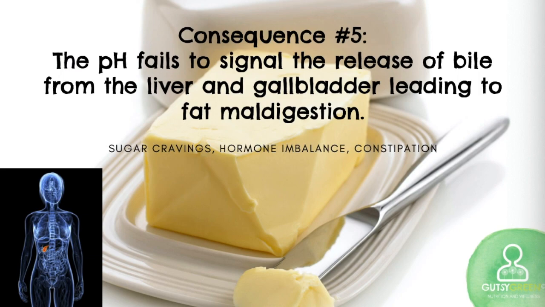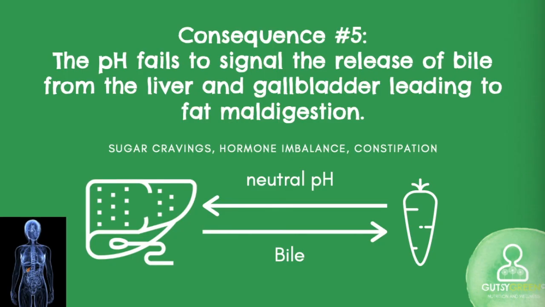This lack of signaling in the pancreatic pathway leads to a lack of signaling that disrupts the liver-gallbladder pathway and leads to consequence number 5. Usually, the liver and gallbladder work together when they detect chyme with a neutralized pH from the pancreas, to then release thin and potent bile. This bile emulsifies fat particles and is a necessary step for the fat being usable to the body.